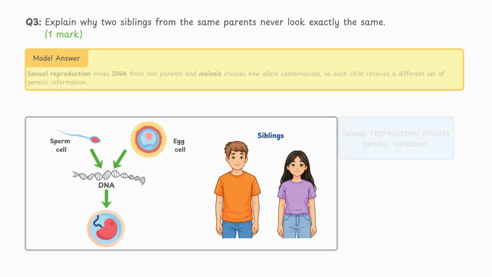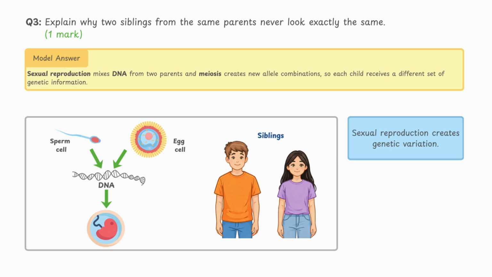So the final answer is, sexual reproduction mixes DNA from two parents, and meiosis creates different allele combinations, so each child has different genetic information.